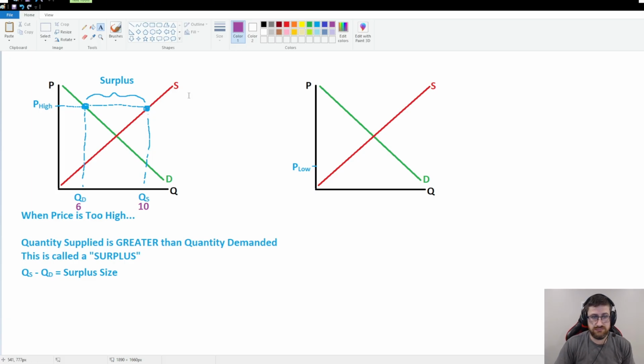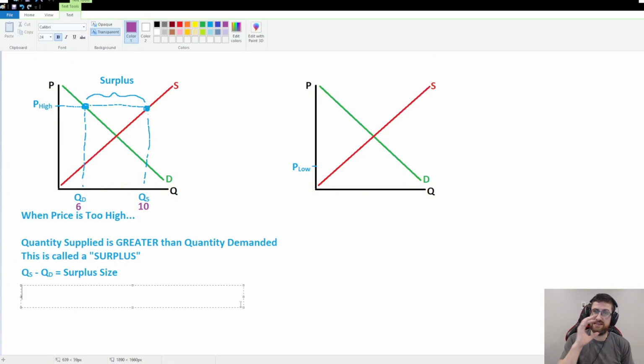Now the fun part. How do you solve this? Because again, we don't like to be out of equilibrium. This is not in equilibrium. All right, we want to get back down to here. And this is one of the nice places where it's an easy solution to a problem. Because guess what? The problem is surplus, price is too high. How do you fix a price that's too high?